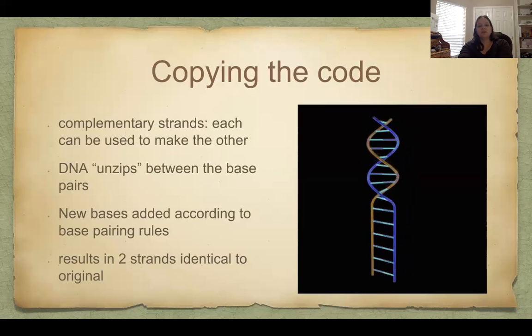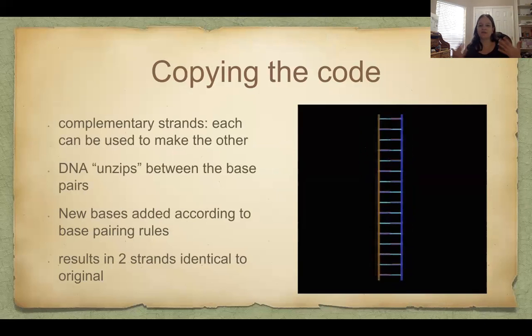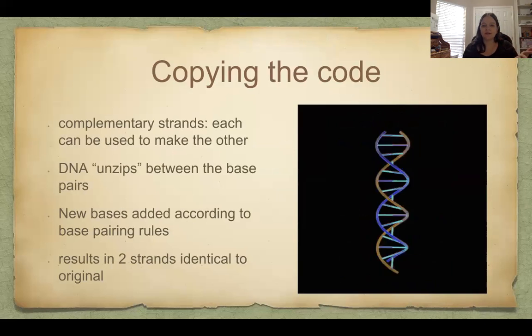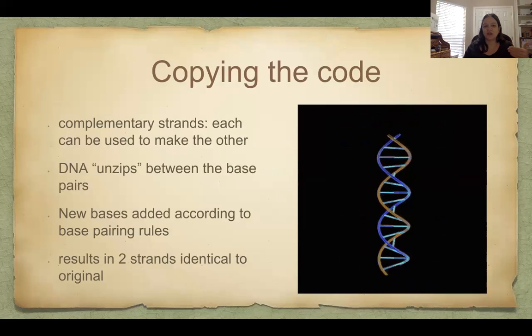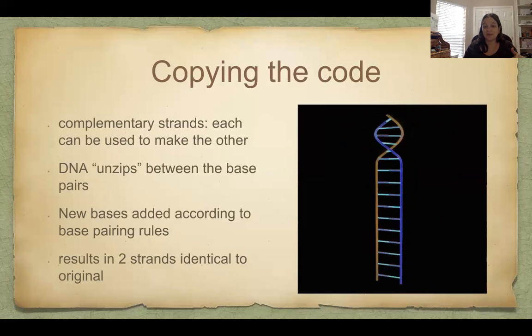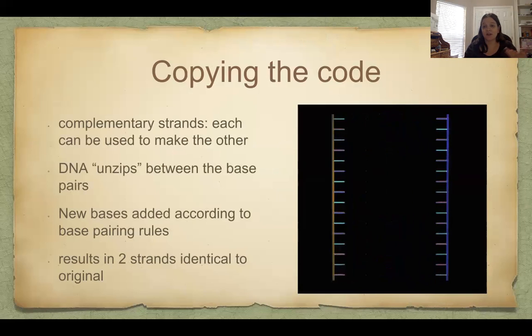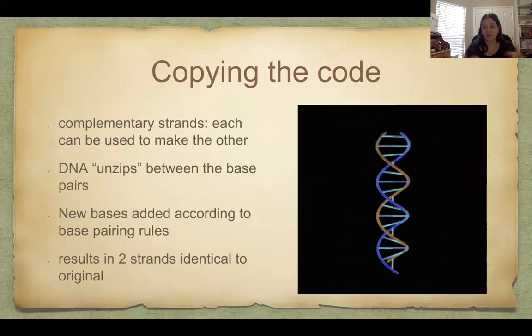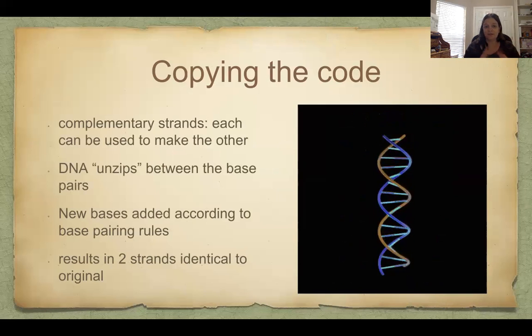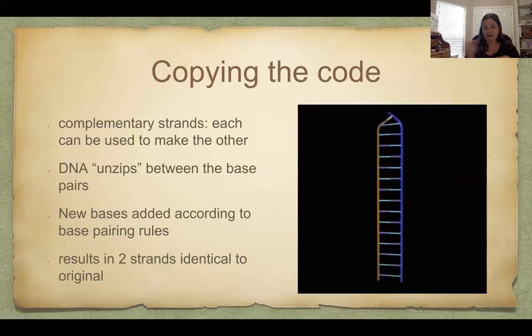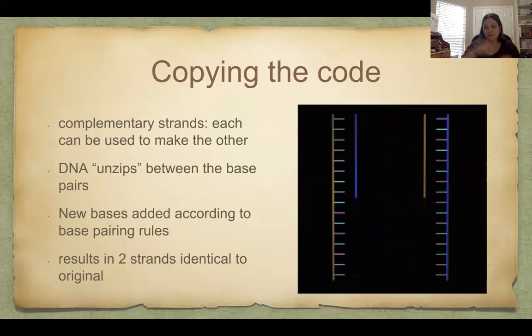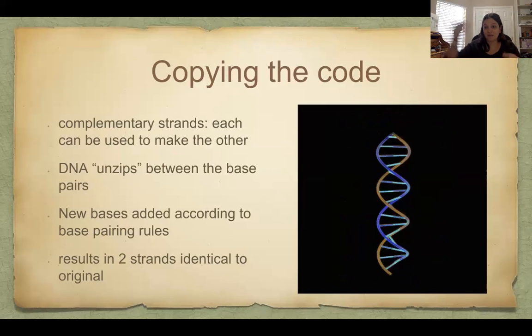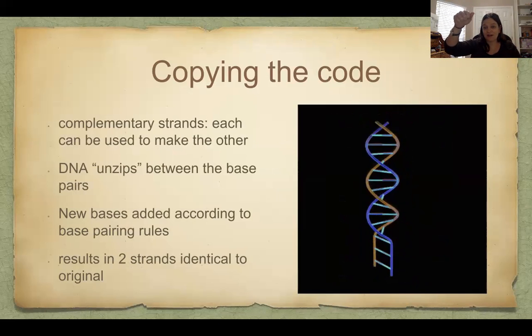All right, so in order to copy the code, we have to have two complementary strands. In other words, each strand can be used as a template to make the other strand. You can kind of see that in the little animation. What's happening is that the DNA first straightens out. Instead of being a helix, it becomes more of a straightened ladder.